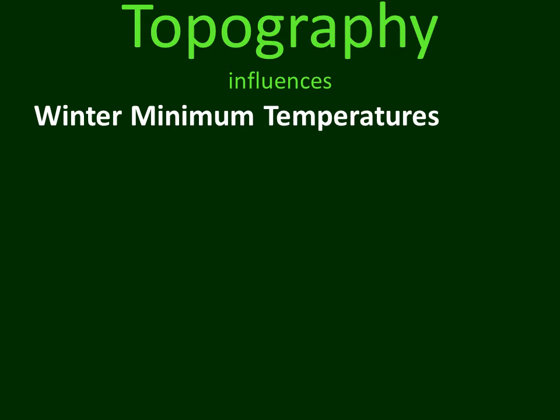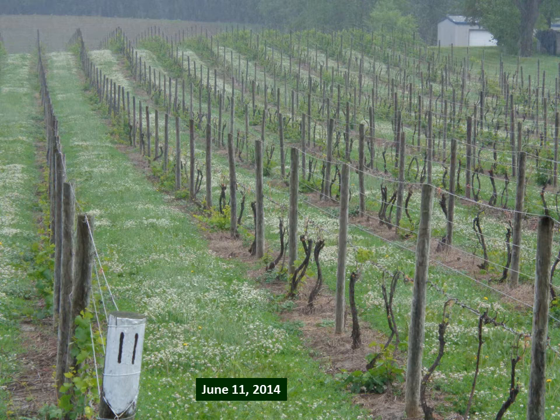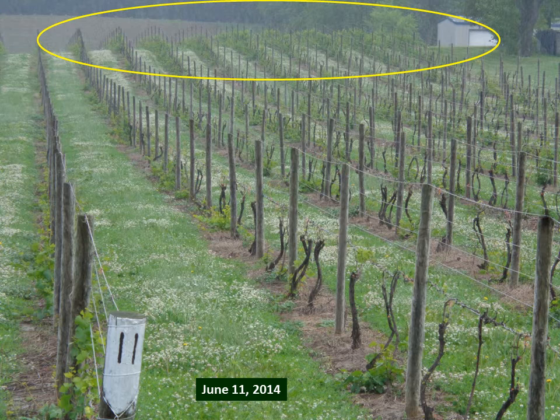Topography influences winter minimum temperatures. Here's that same picture again. Look in the background. See the higher ground that exports cold air into the lower part of the vineyard? The vines there are much healthier than the ones in the swale and in the foreground, because that section exports cold air and the sections in the foreground import cold air. And it made all the difference in the amount of winter injury to these vines.